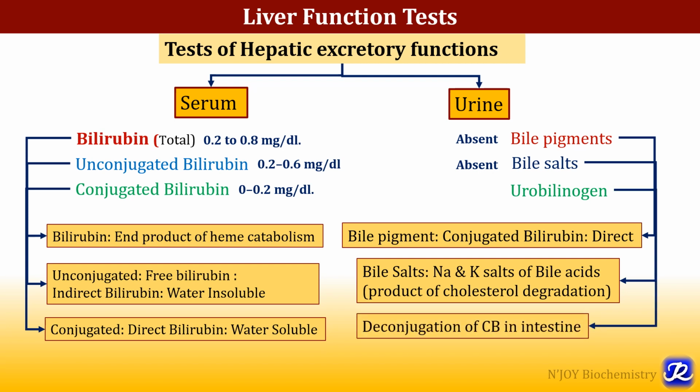Urobilinogen is formed from deconjugation of conjugated bilirubin in the intestine. So normally traces of urobilinogen are present in the urine. So this is about the tests of hepatic excretory function.